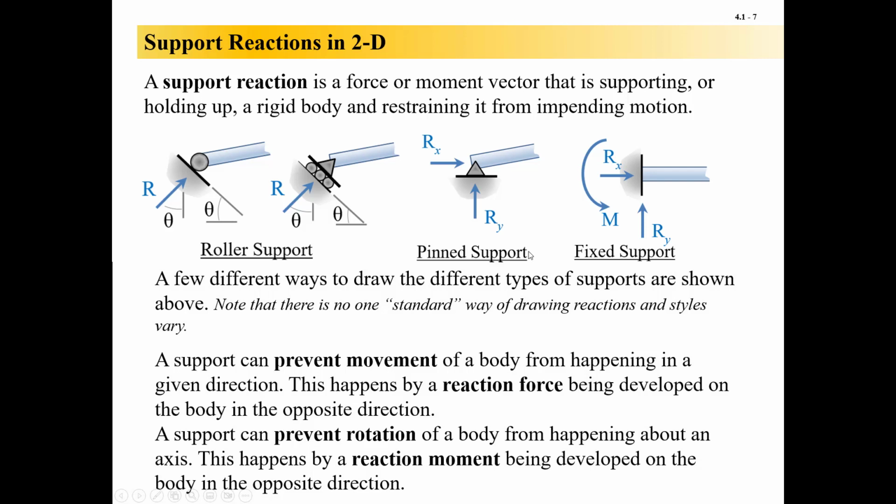Now, fixed support, three reaction vectors. We get an Rx, an Ry, and then we also get a moment vector. So this is a moment reaction. This is like a flagpole sticking in the ground, right? If you just set a flagpole on top of the ground and didn't bury a few feet of it, that would be a taller flagpole, wouldn't it? That'd be cool. But when the wind blew or you leaned against it, what would happen? It would fall over.